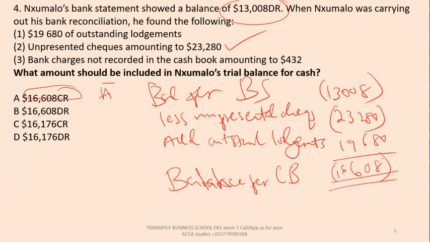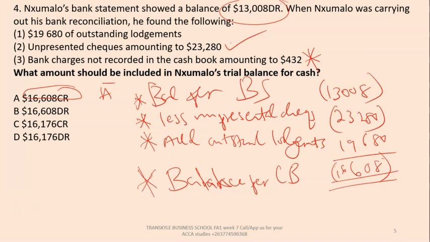But I want you to appreciate something here. In this particular question, there was this trick figure: bank charges not recorded in the cash book amount to 432. The question is, what amount should be included in Numalo's trial balance for cash? This is where I say that when you do your bank reconciliation, you just have to know that there are only these four entries. Don't worry about any other issue.